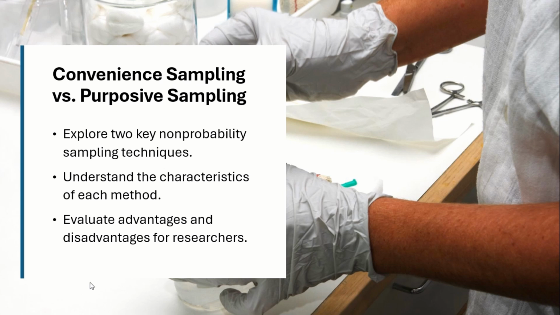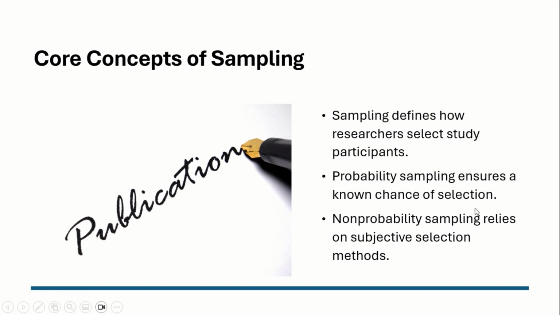It's going to be a deep dive into two specific ways researchers pick participants: convenience sampling and purposive sampling. Good stuff. We're going to be drawing our insights from this really interesting article called Comparison of Convenience Sampling and Purposive Sampling. It was published in the American Journal of Theoretical and Applied Statistics back in 2016.